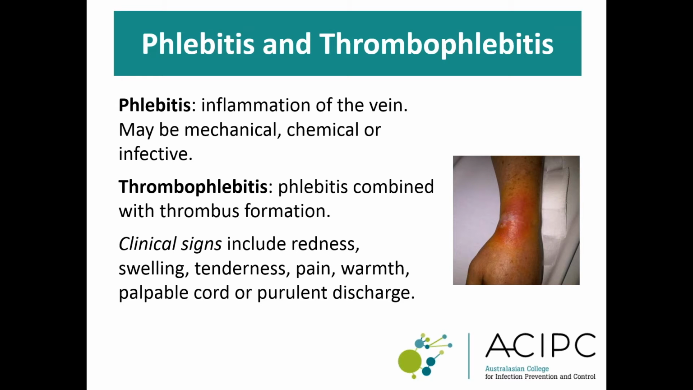So thrombophlebitis is phlebitis combined with thrombus formation. And this is a frequent complication of peripheral IVs, and reported rates range from 2 to 80%. And this remarkable variation in reported phlebitis rates is due to distinct study settings and a lack of internationally accepted phlebitis definitions. But basically, the clinical signs of phlebitis include redness, swelling, tenderness, pain, warmth, palpable cord, or purulent discharge.